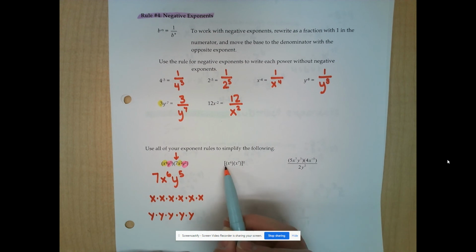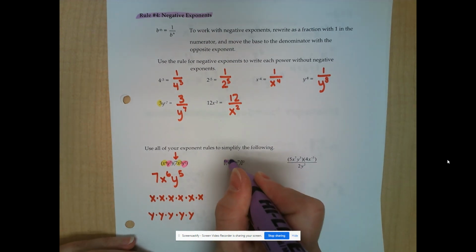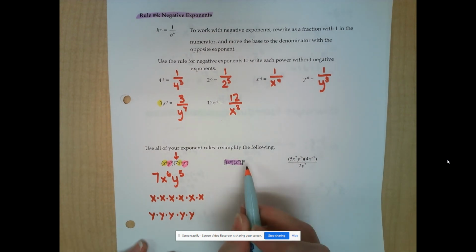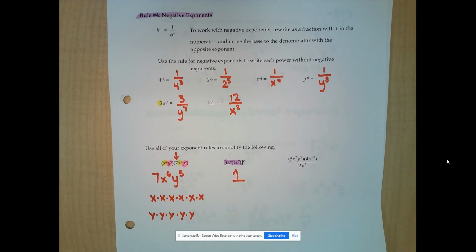Now this one, you'll notice there's a whole bunch of stuff, but on the outside of all this stuff, the brackets are being raised to the 0 power. That means everything in the brackets raised to the 0 power is worth 1. That's it. No need to do extra work.